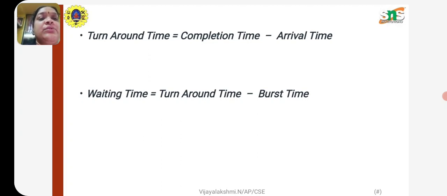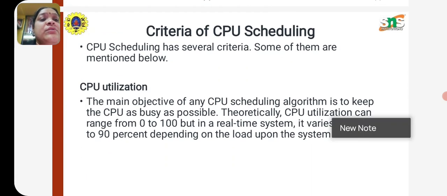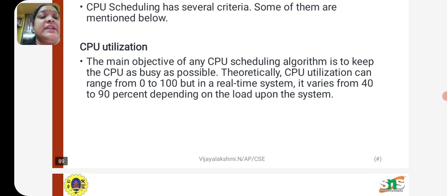Next, what is the formula for calculating turnaround time? It is completion time minus arrival time. And waiting time is turnaround time minus burst time. What are the criteria of CPU scheduling? It has several criteria. We will see them one by one. First is CPU utilization. The main objective of any CPU scheduling is to keep the CPU as busy as possible. Theoretically, CPU utilization can range from 0 to 100%, but in any real-time system, it varies from 40 to 90% depending on the load on the system.